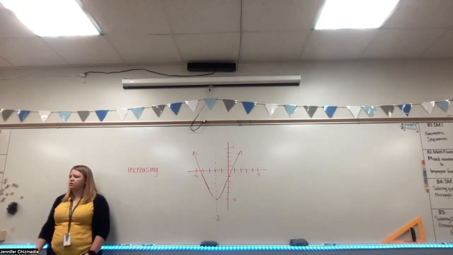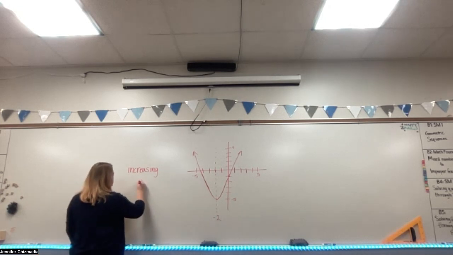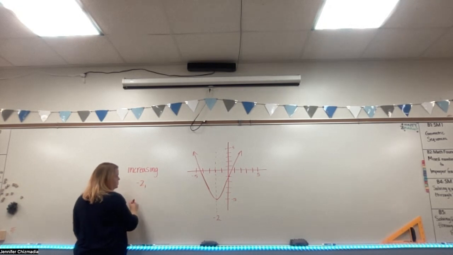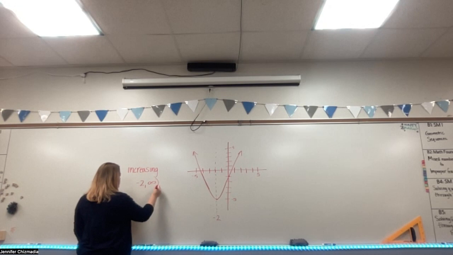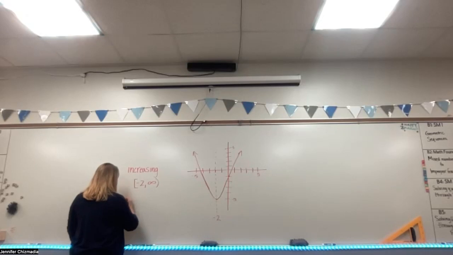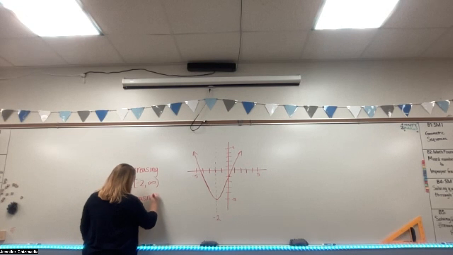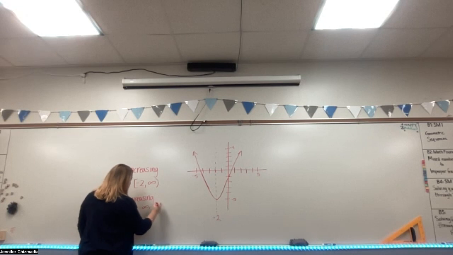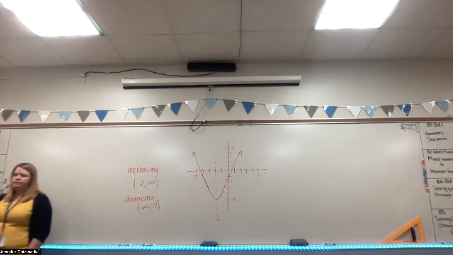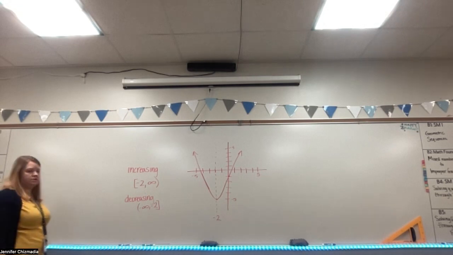When is it moving upward? -2. Okay, we start at -2. And when does it end? Infinity. Can we include infinity? No. Can we include -2? No. Okay, when is it decreasing? Negative infinity till -2. When it switches directions. Not so bad, right? Just look at your graph. Write down the x values.